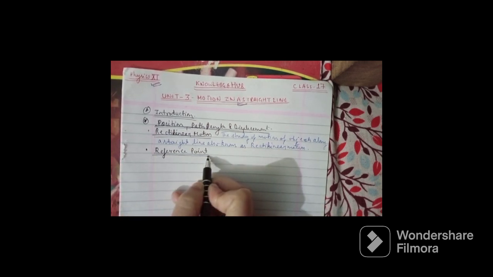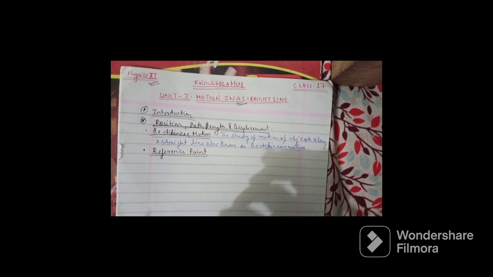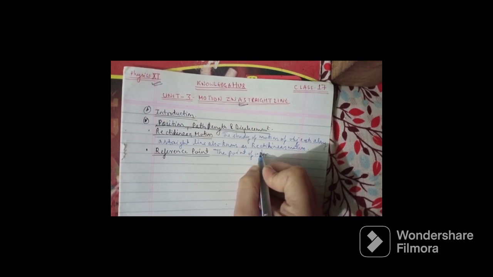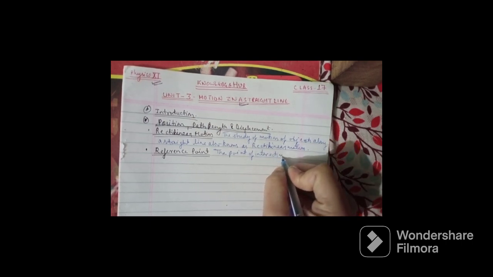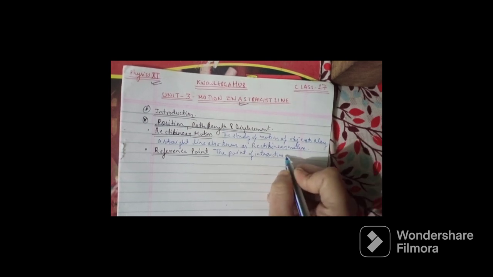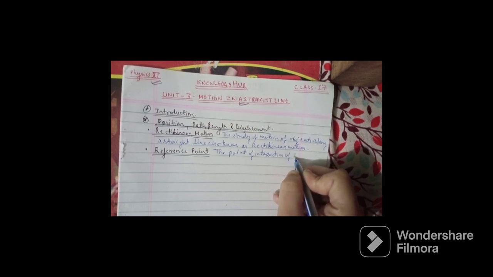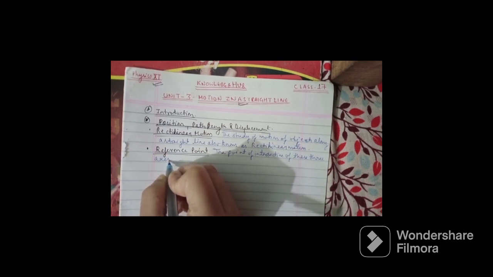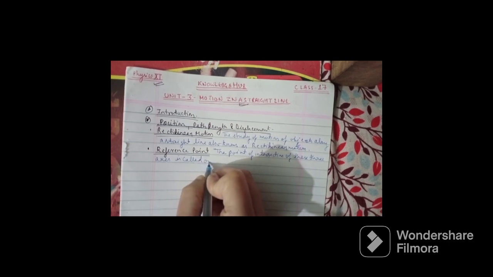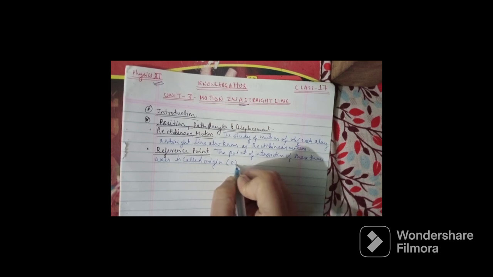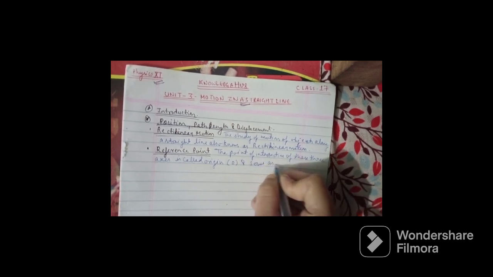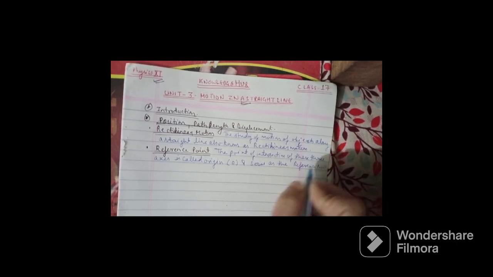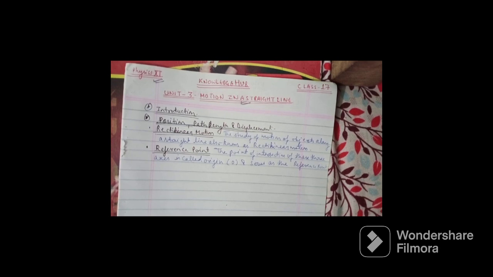Reference point. What is a reference point? The point of intersection of these three axes, which axes are we talking about, the x, y and z axes, is called the origin, which is denoted by O, and serves as the reference point. So the point of intersection of all the axes serves as the reference point.